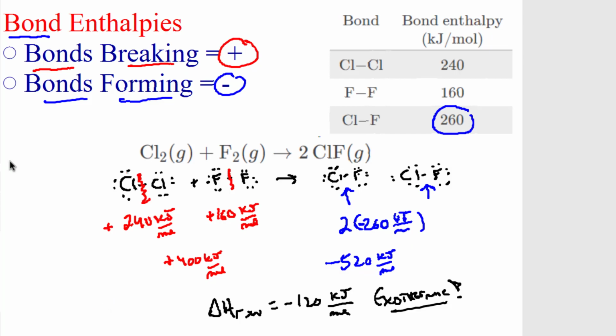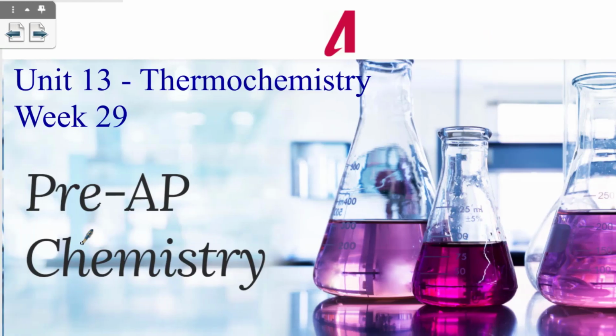So we did enthalpies of formation. When you're given enthalpies of formation, do products minus reactants. And we also did bond enthalpies. When do we do bond enthalpies? When we're given the bonds. Okay, and we draw out all of our bonds. Bonds breaking is positive, bonds forming is negative. And we'll practice this in class, guys, for Unit 13, Thermochemistry, Week 29.